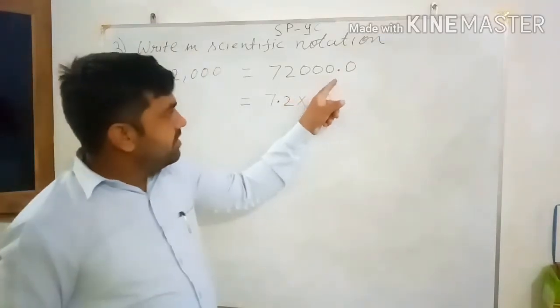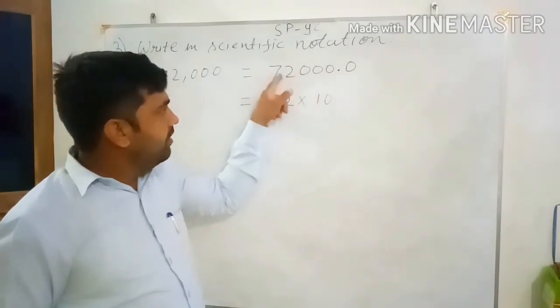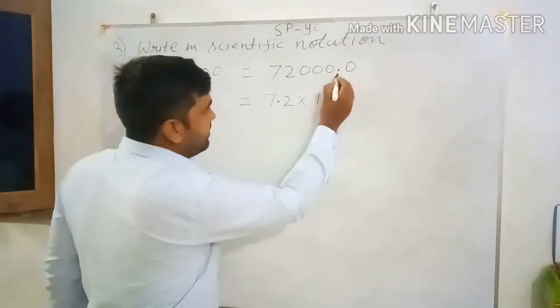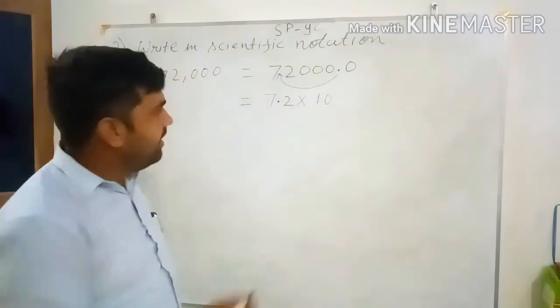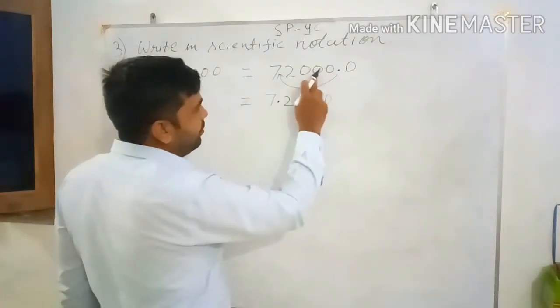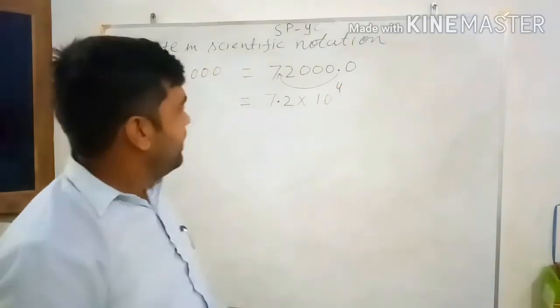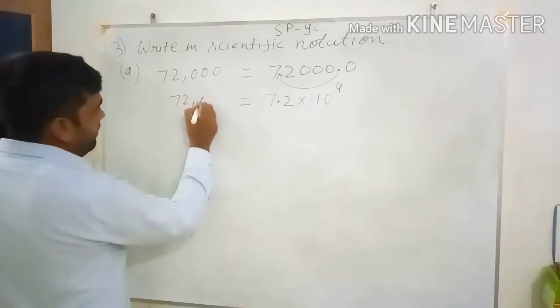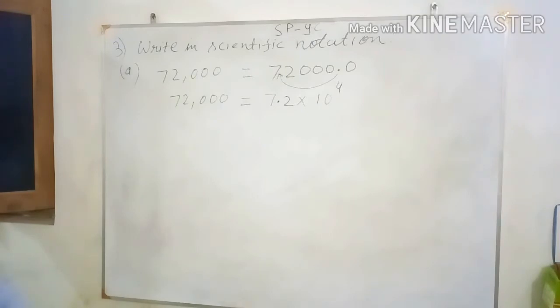Now here you can see the decimal I have shifted. How many places left? 1, 2, 3, 4. I have brought the decimal from here to here. Okay, understand? How many digits left? 1, 2, 3, 4. So the power of 10 will be raised 4. Now the scientific notation for this number 72,000 is 7.2 into 10 to the power 4.